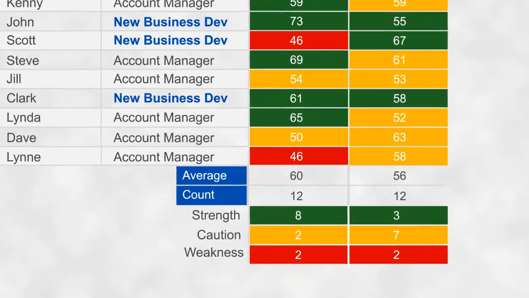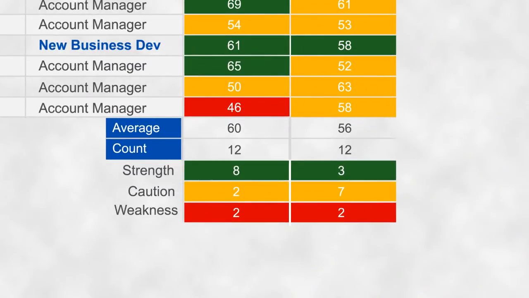The talent audit shows that of the 12 account managers assessed, 8 of them align very well with their current role, 2 align adequately to their current role, and 2 are not recommended for their current account manager role.